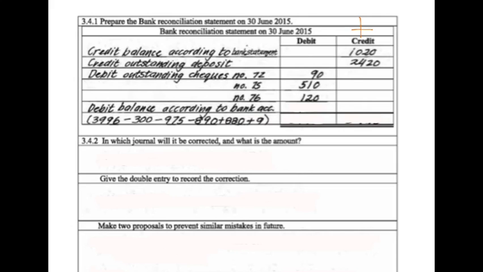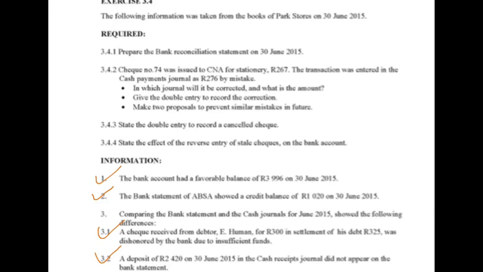The last entry to consider is actually in question 3.4.2, where they say that check number 74 was issued to CNA for stationery, 267. Now this transaction was entered in the cash payments journal as 276 by mistake. So in other words, there was too much entered into the CPJ, so it was an overstated amount. So therefore we need to go and decrease the amount with 9 Rand to bring it down to 267, which is the correct amount.